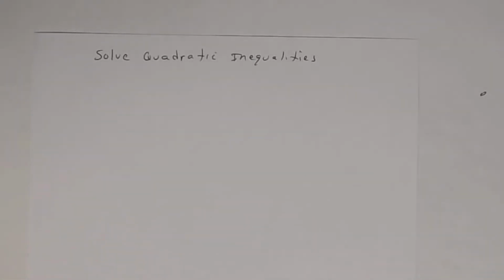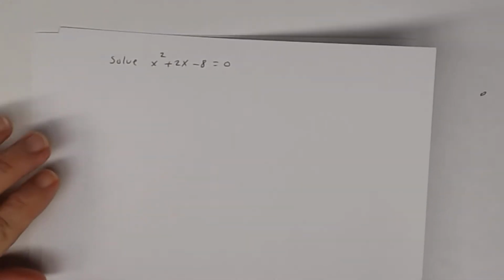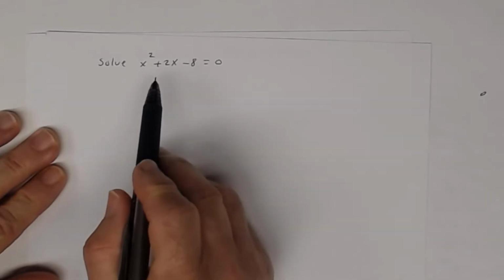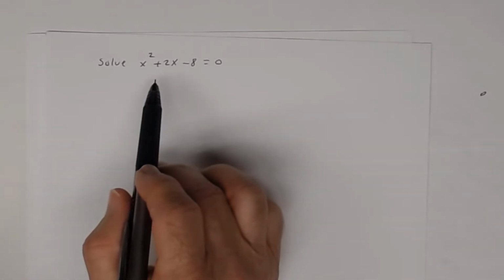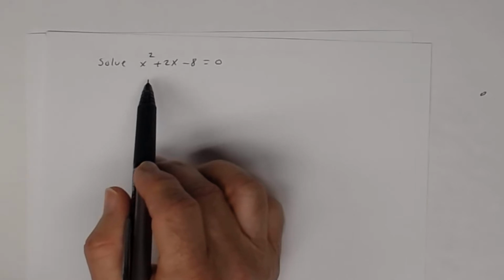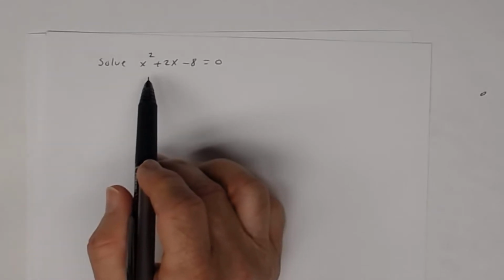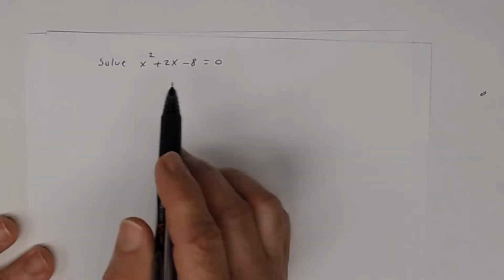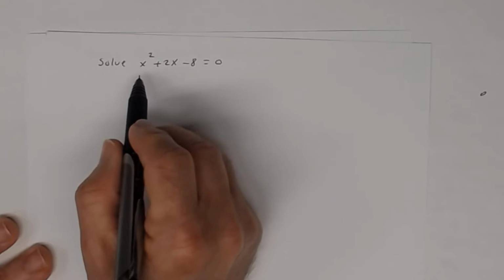In this lesson, we're going to look at solving quadratic inequalities. Now, before we do that, let's remind ourselves about solving a quadratic equation. So remember, when solving a quadratic equation, we used the quadratic formula. And remember, the quadratic formula can be used with all quadratic equations. But for this particular one, we can solve this by factoring. So let's go ahead and do this by factoring.